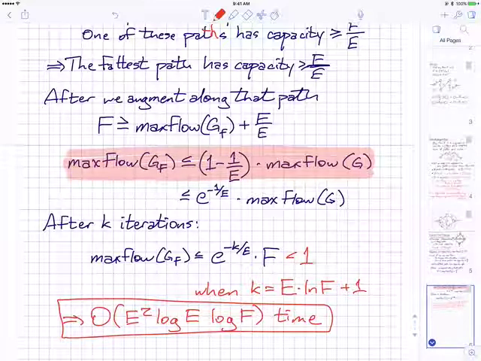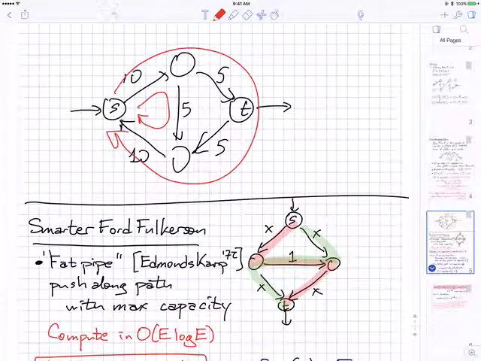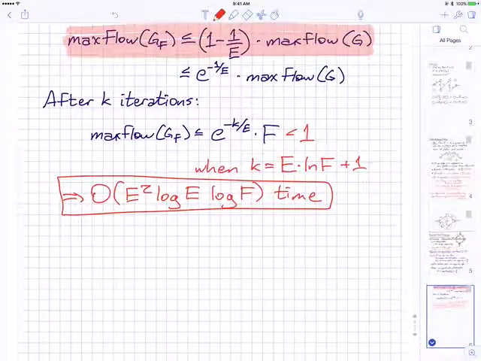Okay, so max flow of the graph is the value of the maximum flow in that graph. Okay, it's a number. So in this example here, the max flow of this graph is 2x. So what about G_f? G_f is the residual graph for the current flow f. Okay. So this was better, but not great.